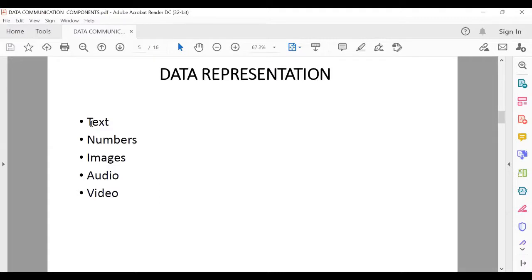Next is the audio. Data can also be in the form of sound, which can be recorded and broadcasted. For example, what we hear on the radio is a source of data or information. This audio is in continuous form, not in discrete form. Video refers to the broadcasting of data in the form of picture or movie. So these are the data representations.